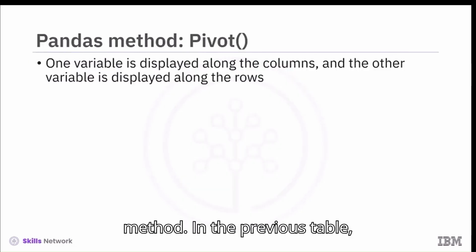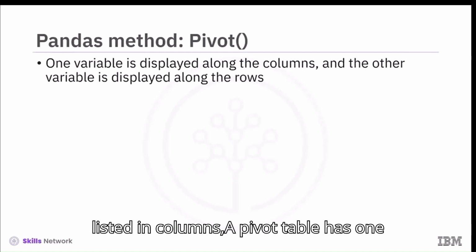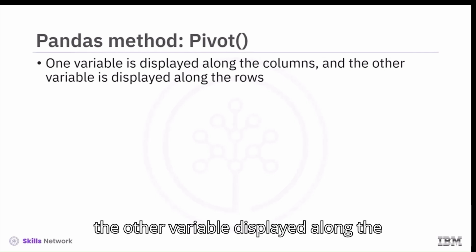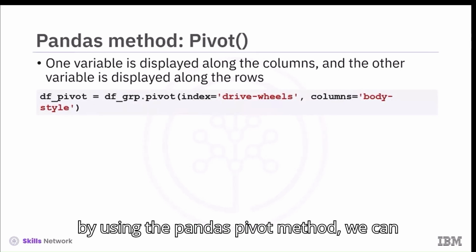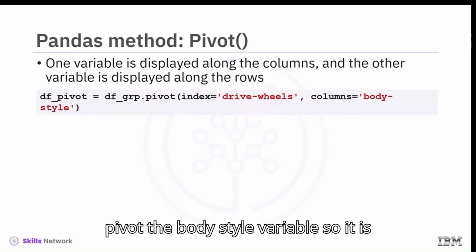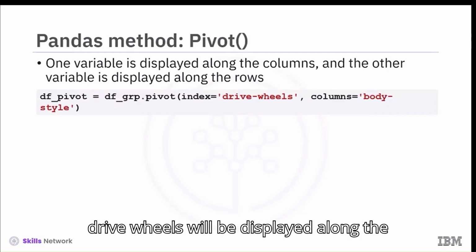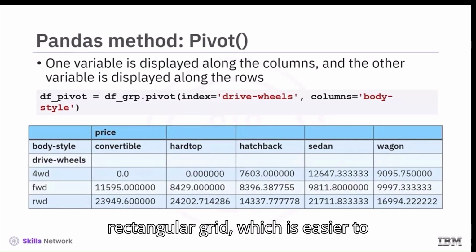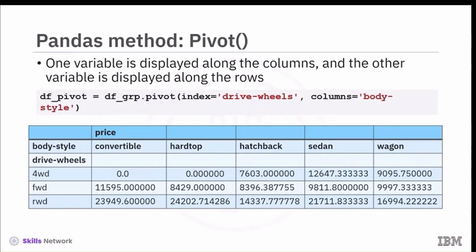In the previous table, both drive wheels and body style were listed in columns. A pivot table has one variable displayed along the columns and the other variable displayed along the rows. Just with one line of code, and by using the pandas pivot method, we can pivot the body style variable so it is displayed along the columns, and the drive wheels will be displayed along the rows. The price data now becomes a rectangular grid, which is easier to visualize. This is similar to what is usually done in Excel spreadsheets.